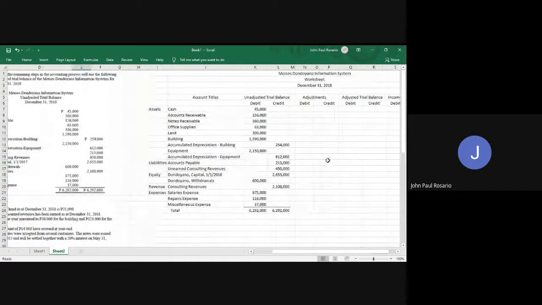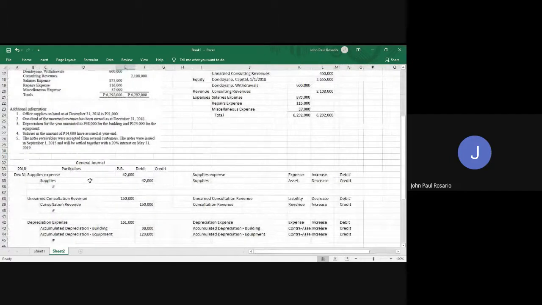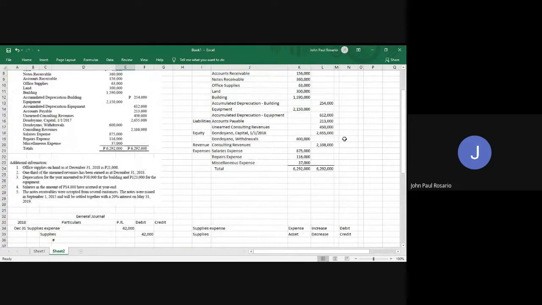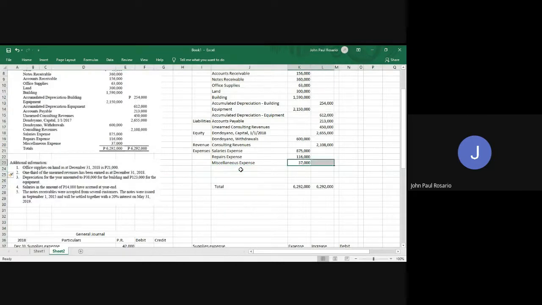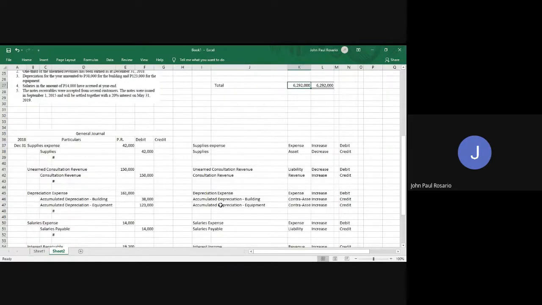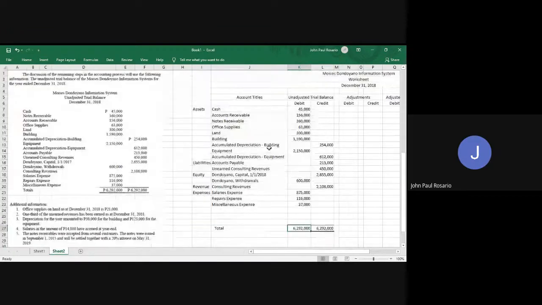our adjustments are separated. So first adjustment is supplies expense and supplies. We don't have supplies expense here, so it will come out here too. This is where we need to journalize our adjusting entries first before we create the worksheet.